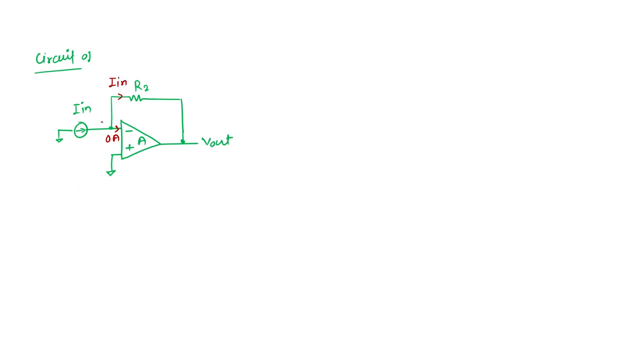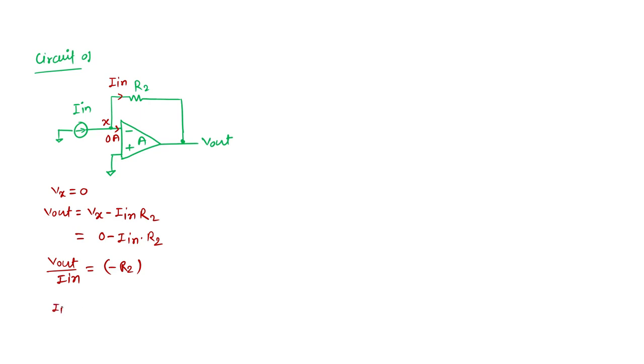If virtual short is applicable, this node X, if I call it Vx, is also 0. And what you can see, V out is Vx minus I in R2. From here we can simply compute, since Vx is 0 because I am considering virtual short, V out is 0 minus I in R2. So simply what we can see, V out by I in is nothing but minus R2. So this is the current to voltage conversion happening.